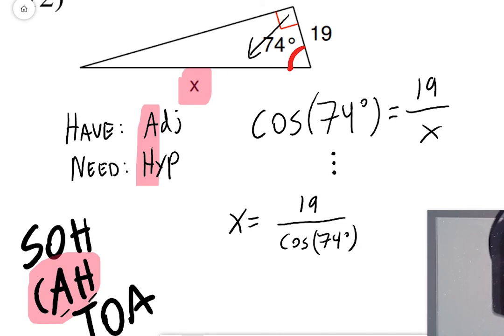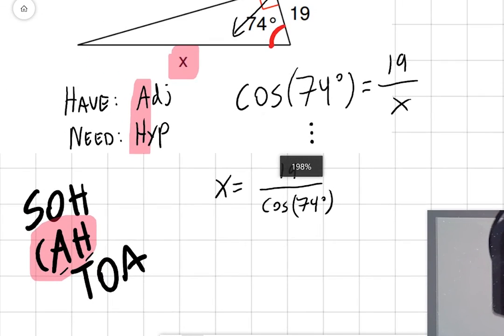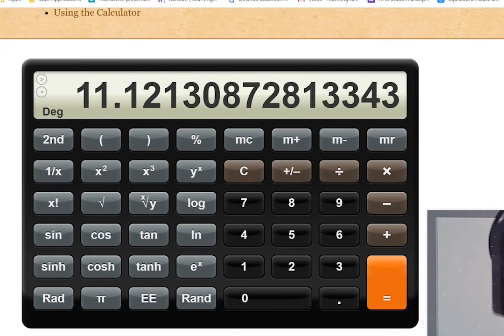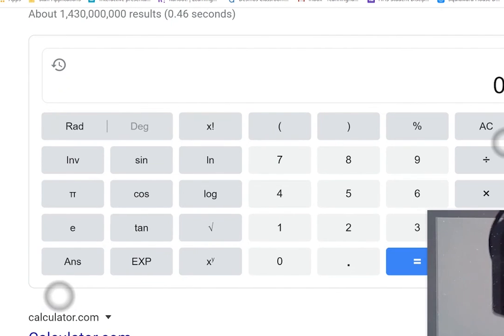If you don't know how I did that little bit of algebra, just look at the last two examples again, because I did the same thing in those. And for this last one, I'm going to go ahead and use the actual calculator on Google's website just to show you that it also is quite functional. 19 divided by cosine 74 degrees. So I'm going to go over to the Google calculator.